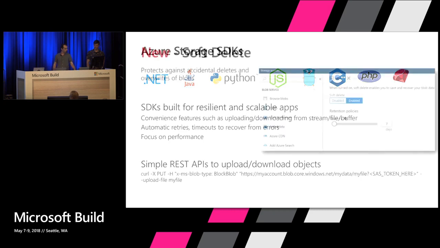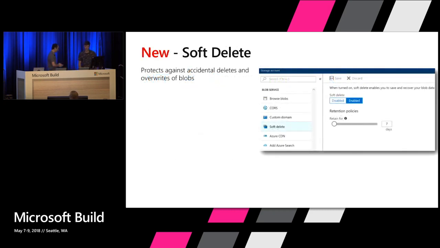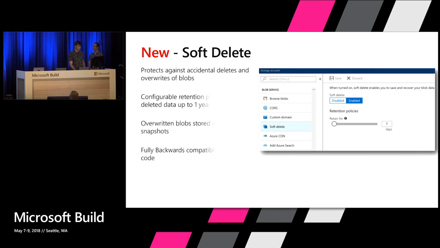We also talked to you about soft delete. Michael, why don't you talk about that? Yeah, so the feature that enabled us to recover the accidentally deleted blob was soft delete. It also protects against overwrites. So you, as I mentioned, can configure soft deleted data to exist for anywhere from 1 day to 365 days. Overwritten blobs are stored as soft deleted snapshots.